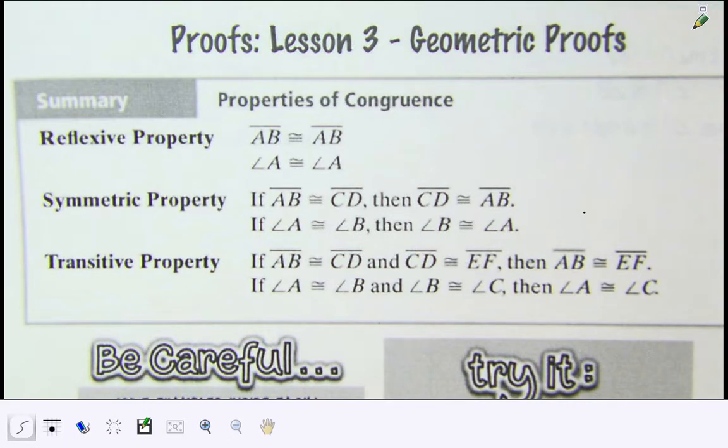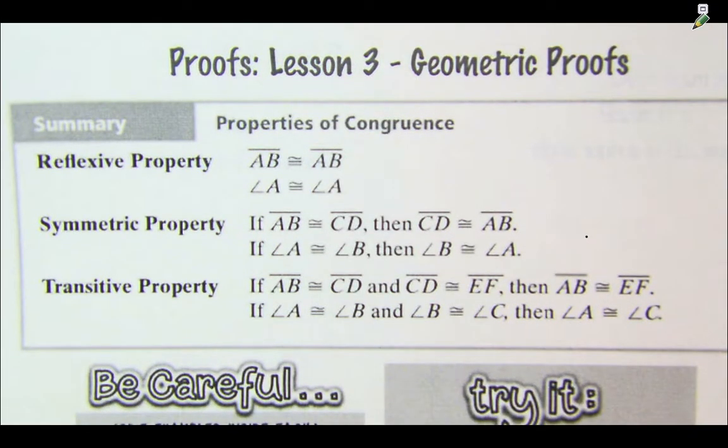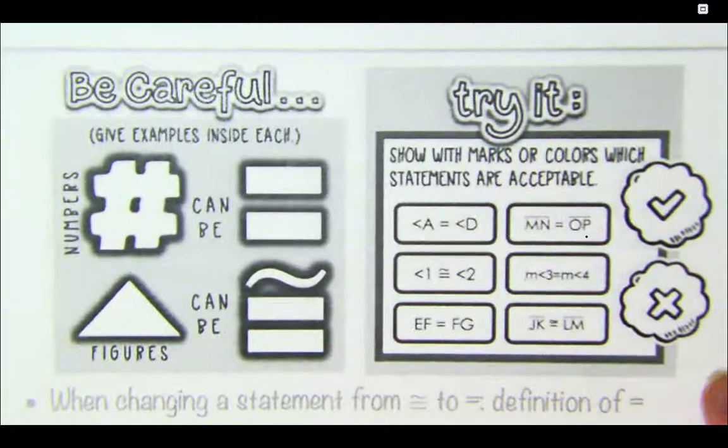Geometric proofs, which means now the proofs will have shapes instead of just equations. Sounds a lot harder, but most of it you have done, just not within a proof. There are a few properties here that you already know: reflexive, symmetric, transitive. They're just listed with a congruent symbol instead of equals, so we're not going to go over those again. But we do need to go over this.